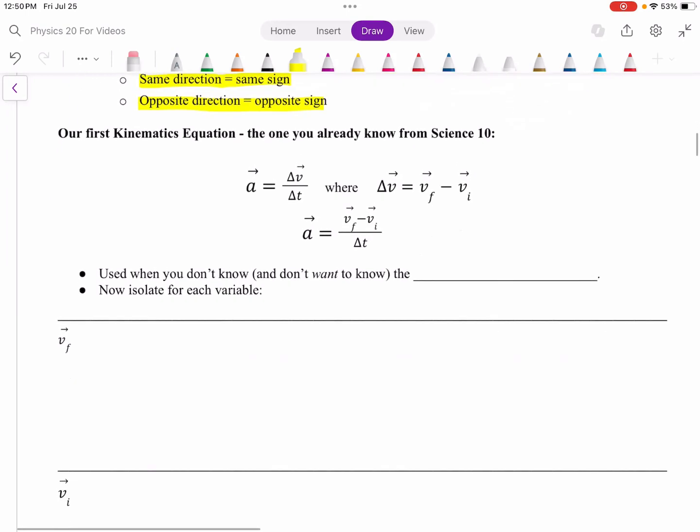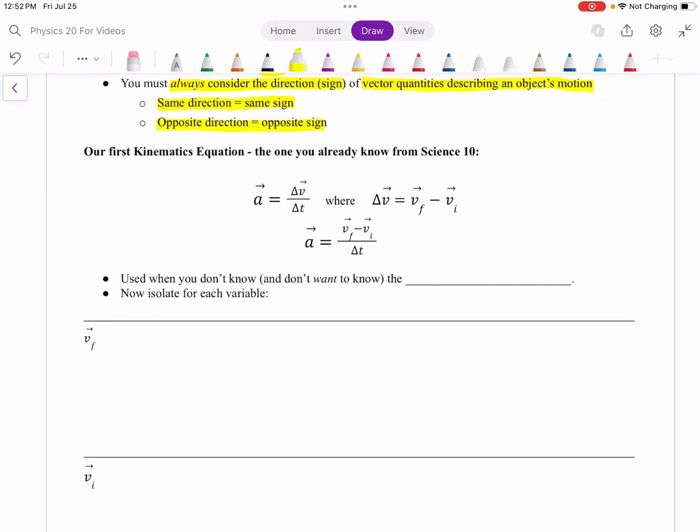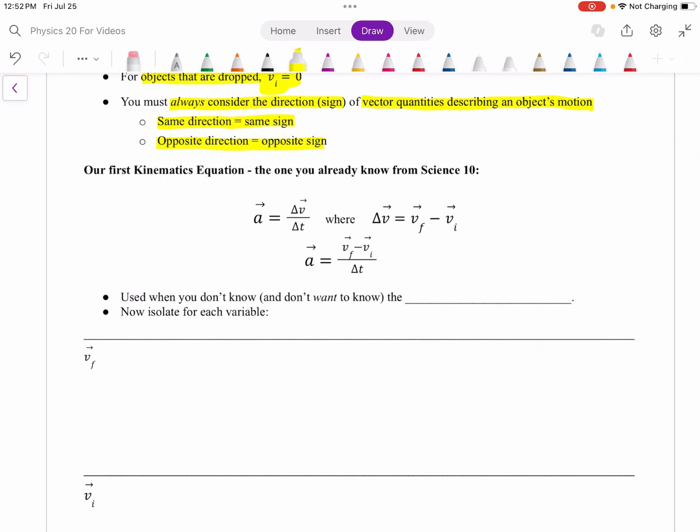Okay, let's jump in. Exciting stuff. So the first of our 5 kinematics equations for non-uniform motion is actually review. It's the one you already know from Science 10, okay? And so that just tells us that the acceleration is equal to the change in velocity divided by the change in time.